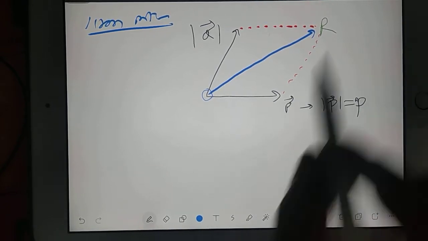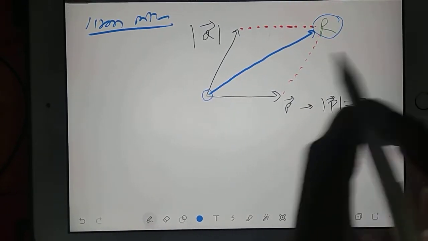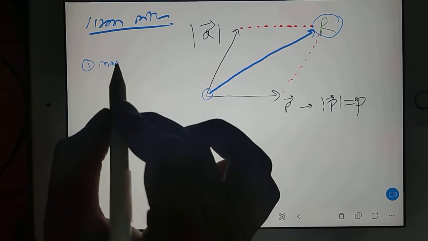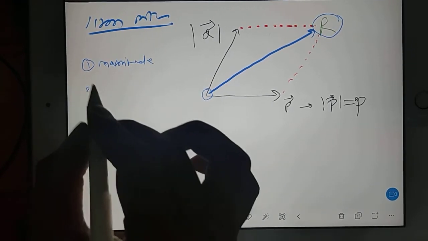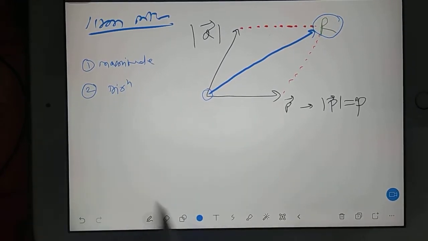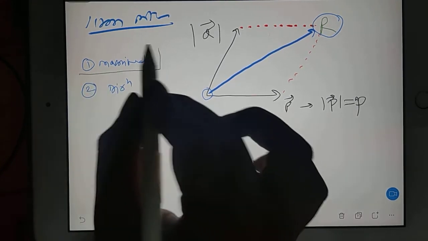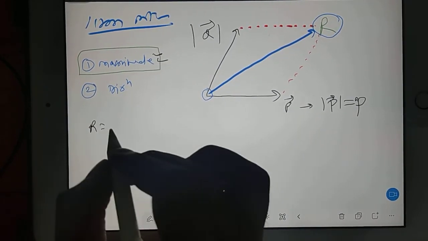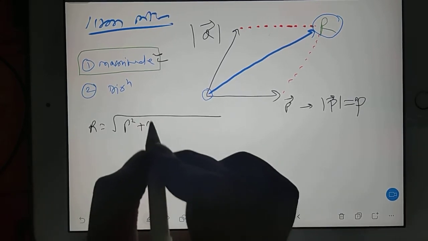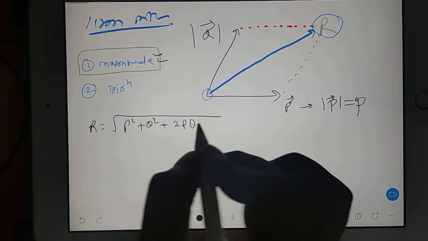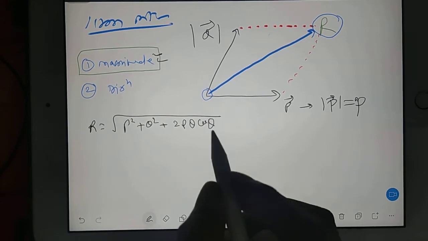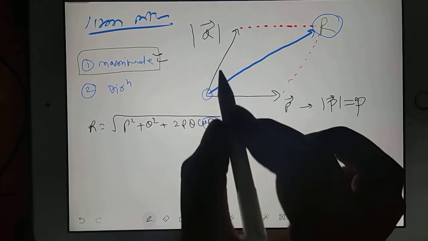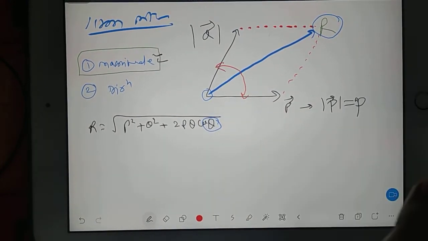Now this vector quantity r has two things: one is magnitude, and the next is direction. The magnitude part is very simple. r is equal to the square root of p square plus q square plus 2pq cos theta, where theta is the angle between the vectors p and q.